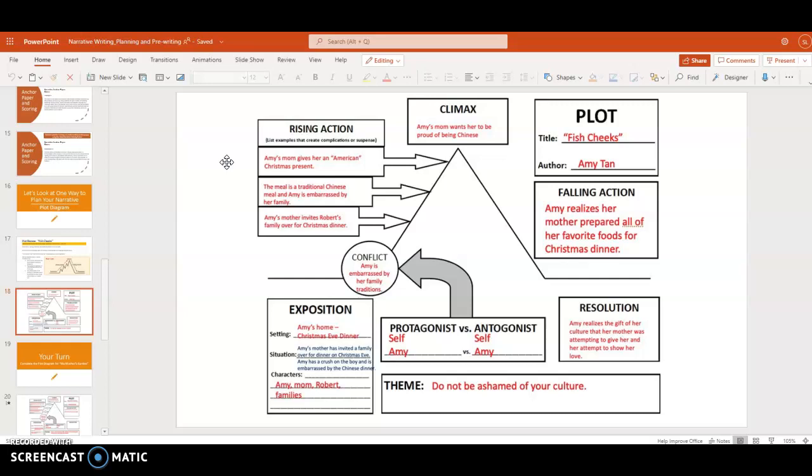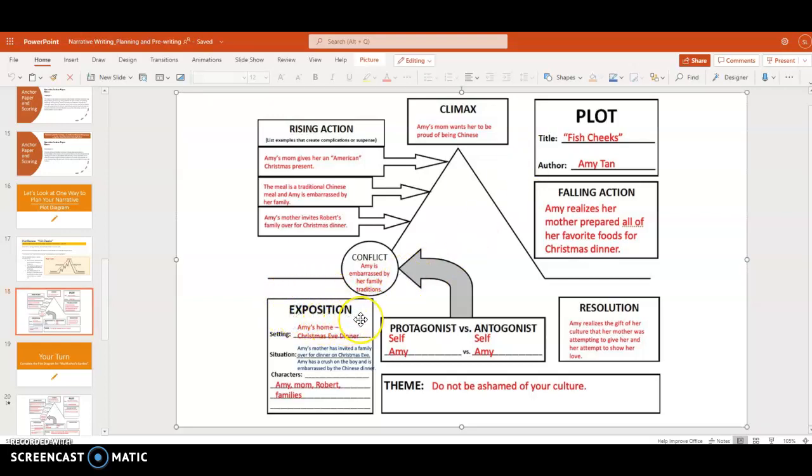With the plot chart, I would always want you to start with your title and your author, just so you have the right story going on your plot chart. So we will be doing Fish Cheeks, and our author is Amy Tan. Okay, so let's get into the text, and let's start with the exposition down here.